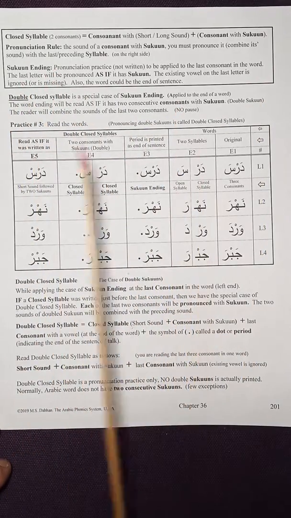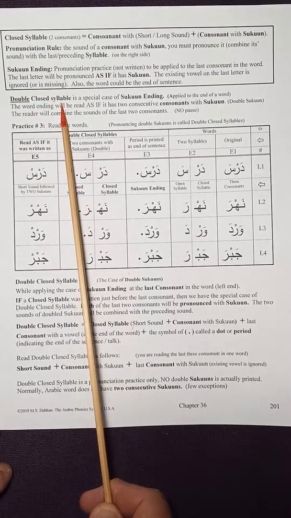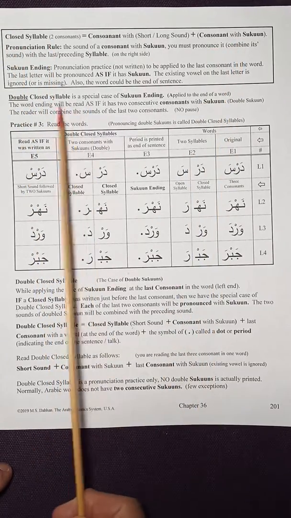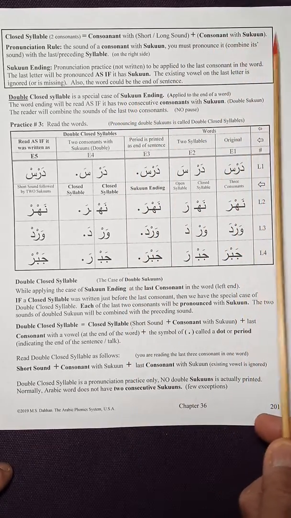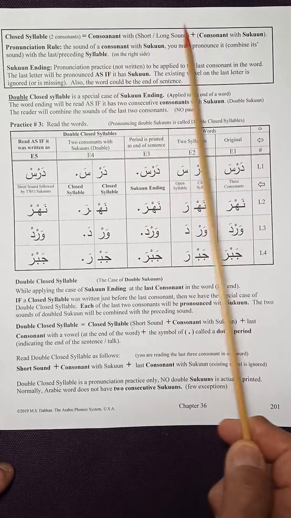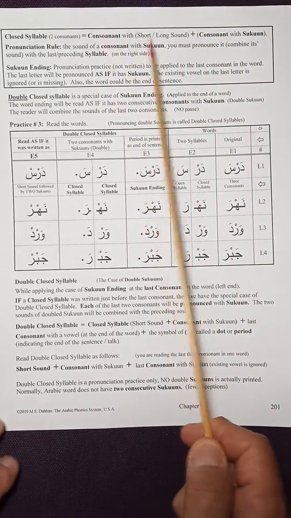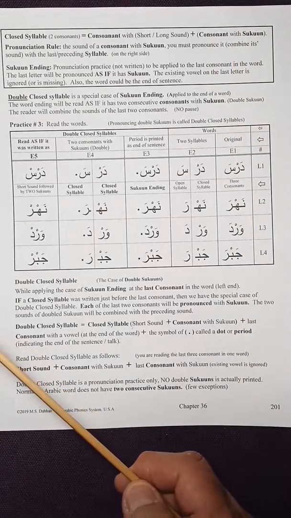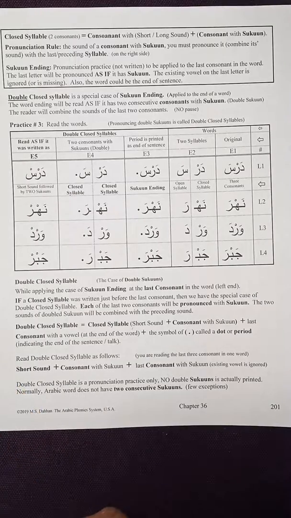I'm trying to find one here. Okay. Double closed syllable basically means double of that. What's doubling here? We're doubling the consonant with sukoon. So we have a consonant with a sound, short or long. I did not see a long one. But consonant with a sound, plus consonant with sukoon, plus consonant with sukoon, and there's a dot or period, like this one here. That means it's the end of your talk, the end of the sentence.